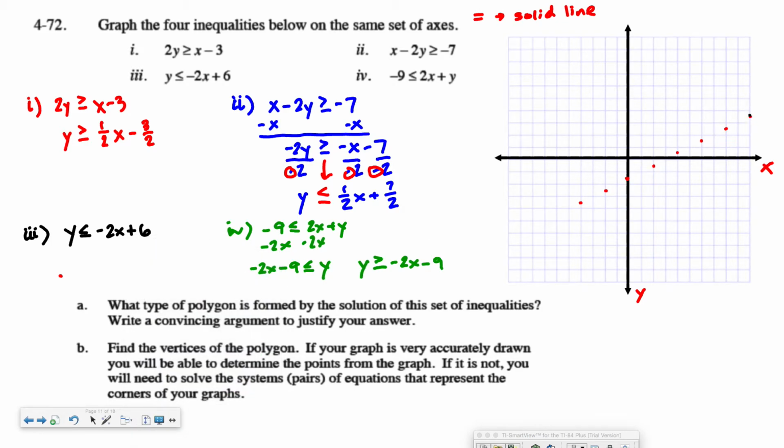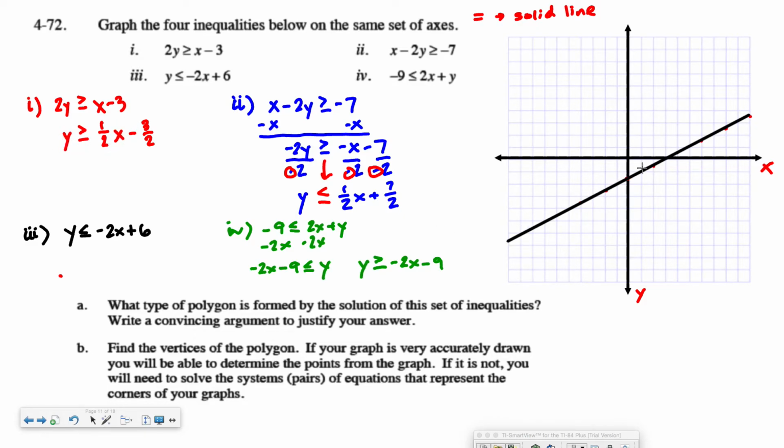And let's start up here and let's go right down through here. That's close enough. Now, if we were going to talk about where the solutions are, we're talking about all the output values that are going to be more than the 1/2 x minus 3/2. So when we put an x in here, we want to get a y value that's more than that.